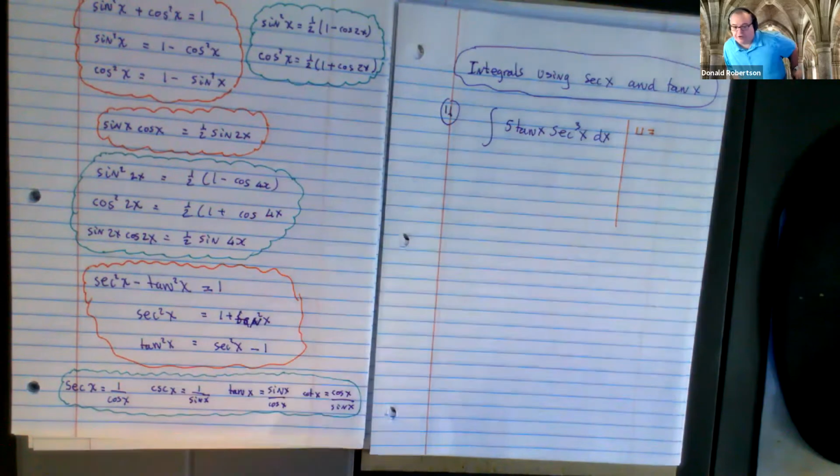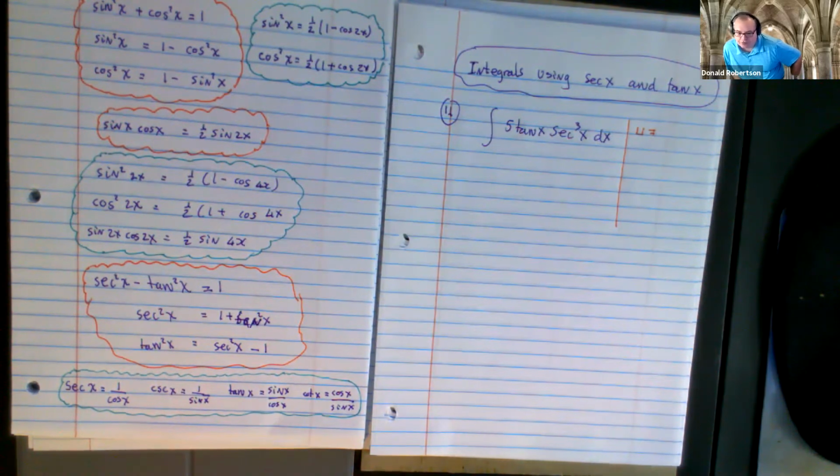Well, the good news is that when you have powers of tans and powers of secants, as we have here, a single tan and a secant cubed is going to be a U sub. And your choices are a single secant x on its own or a single tan x on its own. Right? So it's going to be a U sub situation. Single secant, single tan.